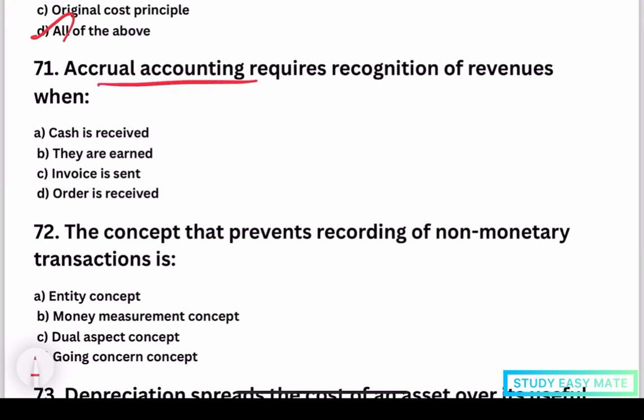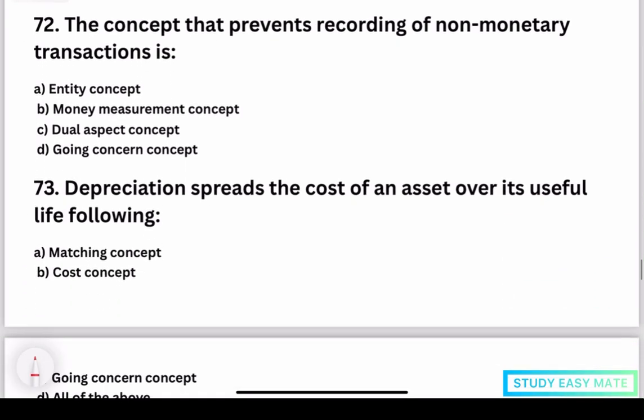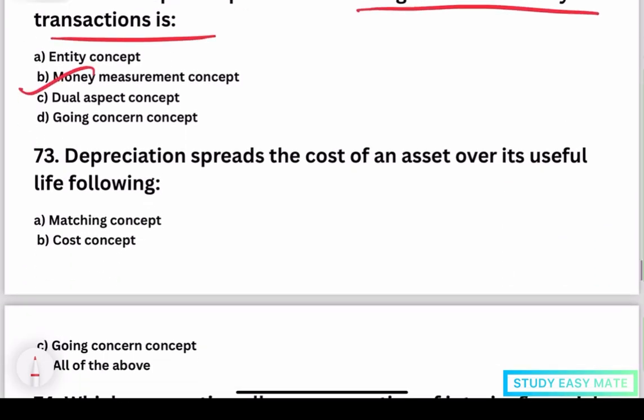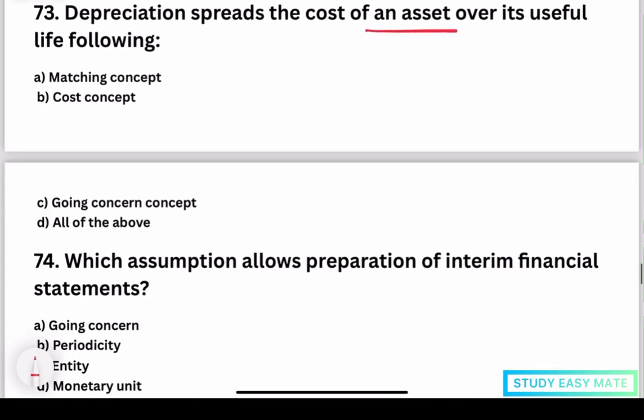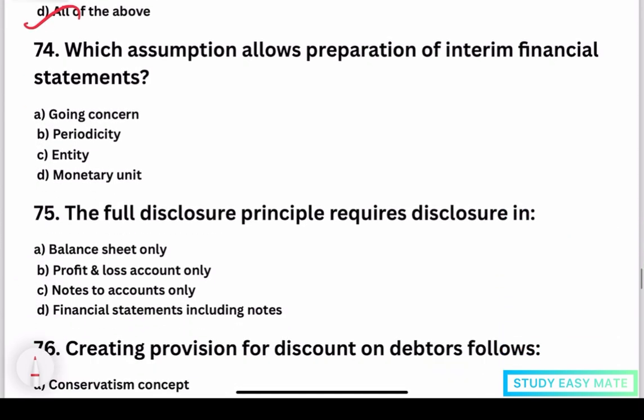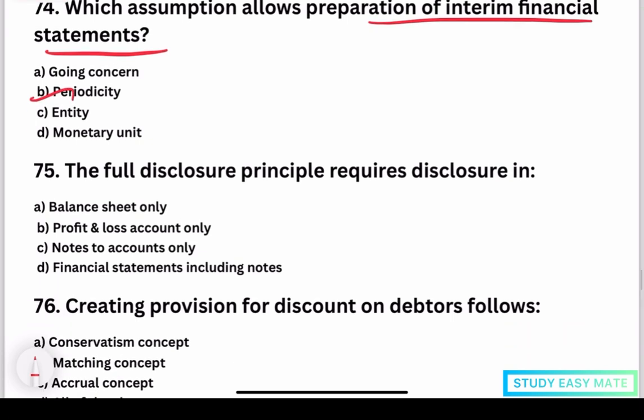Accrual accounting requires recognition of revenues when they are earned. The concept that prevents recording of non-monetary transactions is the money measurement concept. Depreciation spreads the cost of an asset over its useful life following again all the above. Which assumption allows preparation of interim financial statements? It is periodicity. What does periodicity mean?